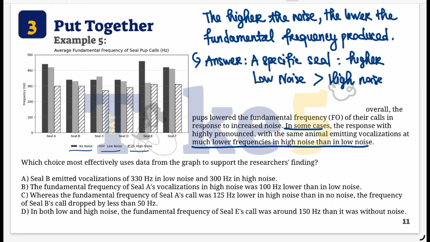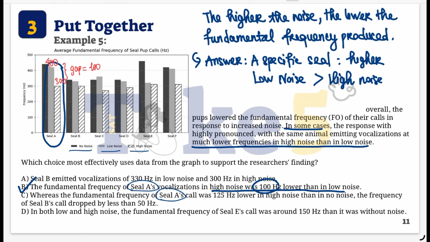Visually, you can see that this is the exact description for cell A, as the gap between these two columns is the largest compared to other cells. You can also do some rough calculation of this gap. So between 400 and 300, the difference is around 100. We can now proceed to check for answers that mention cell A, which are B and C. B describes the right number of difference between high and low noise, so this must be the correct answer.